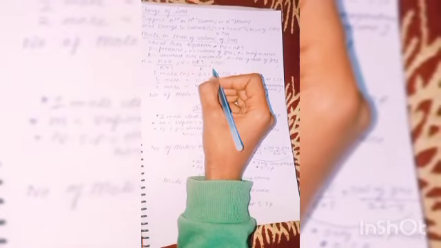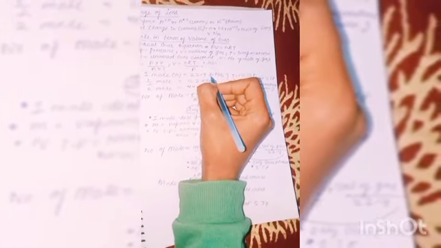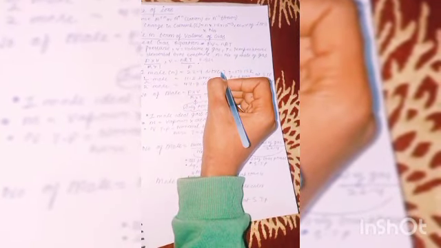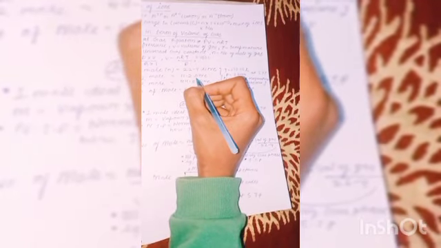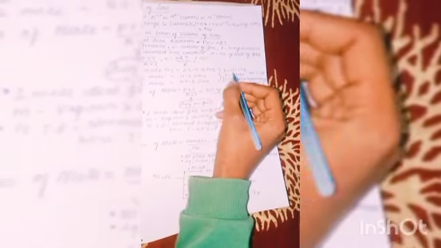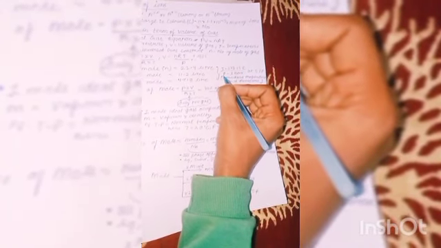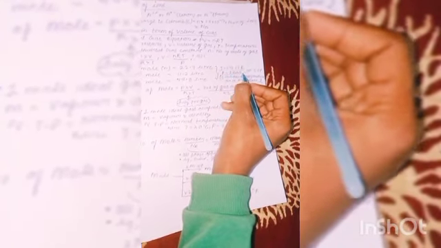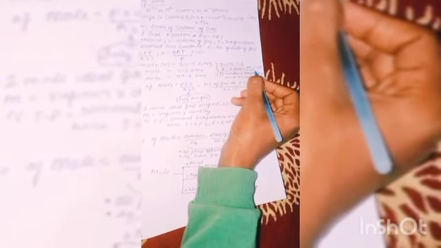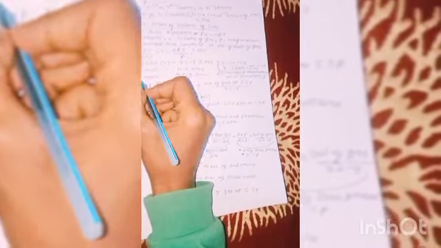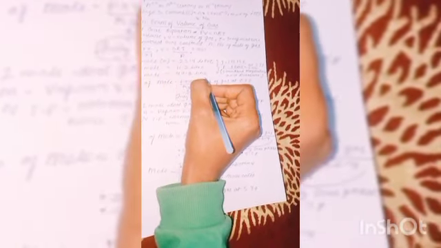One more formula. 1 mole is equal to 22.4 liter at STP. 1 upon 2 mole is equal to 11.2 liter at STP. In STP, temperature is equal to 273.15 Kelvin and pressure is equal to 1 bar, or approximately 1 atmosphere. And 2 mole is equal to, basically we multiply by 2, 44.8 liter.